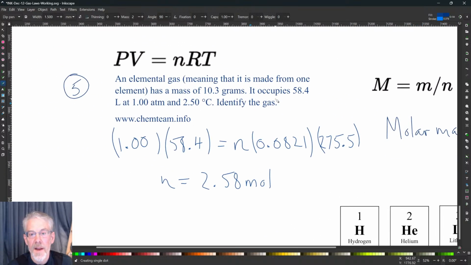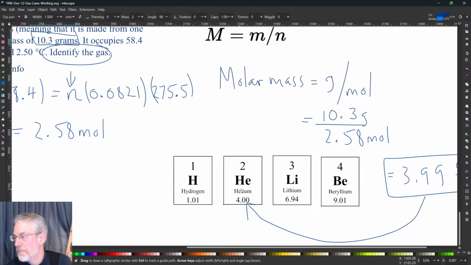They said identify the gas, and that's what gave it away for me. Identify the gas meant I've got to find n, I've got to find moles. And then when I saw the grams, I figured I could find the moles, and then grams per mole would give you the molar mass, and I just look it up. It's kind of a trick question, not completely. I guess it's a two-step question, and that messes with students quite often.